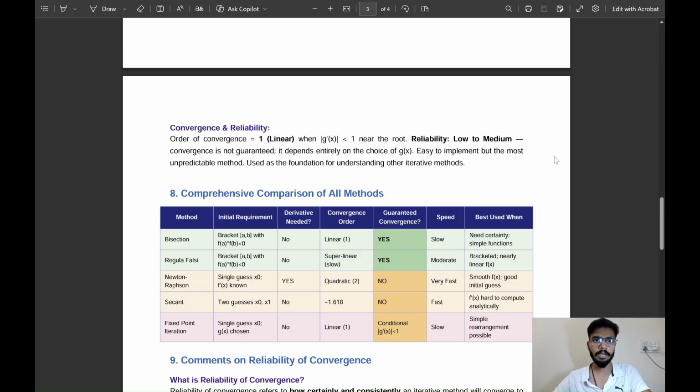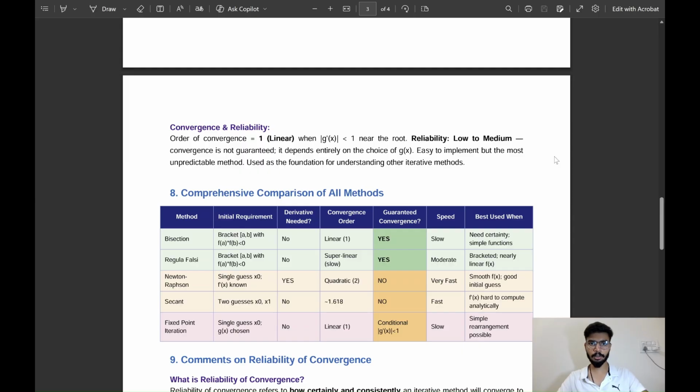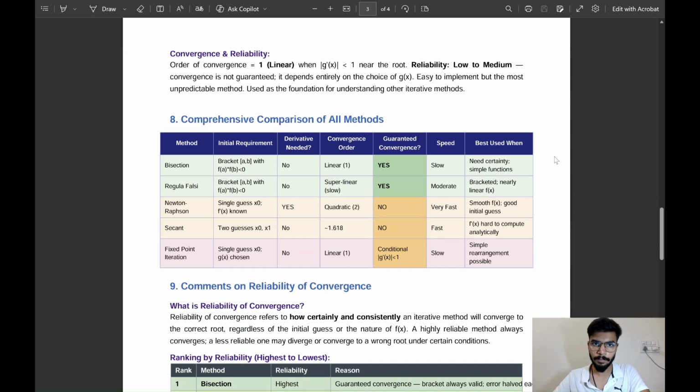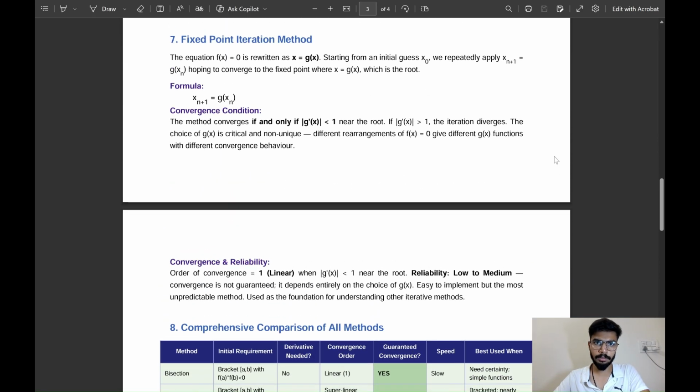Now see convergence and reliability for this. The order of convergence is 1, linear, where |g'(x)| is less than 1 near the root. Reliability here is low to medium. Convergence is not guaranteed; it depends entirely on the choice of g(x). It is easy to implement, but the most unpredictable method, and is used as a foundation for understanding other iterative methods. This is what our last method was.